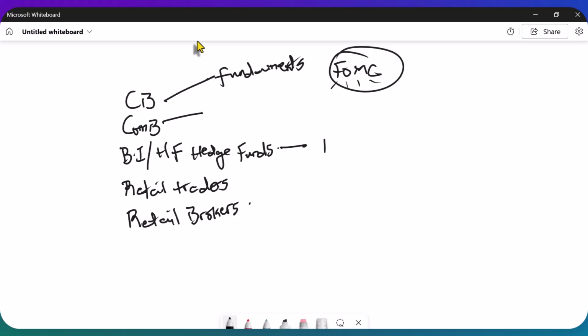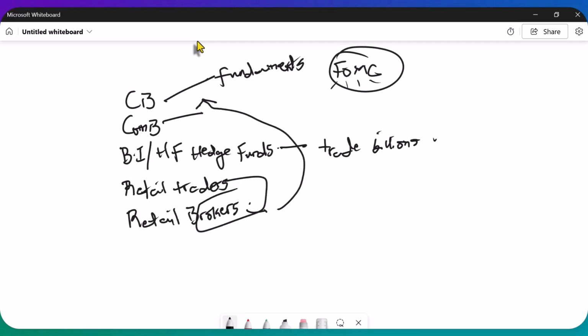They trade billions of dollars in the market. And then we have the retail brokers. These are the guys that connect people like us to the market. And then, like I said, the retail traders are you and me.